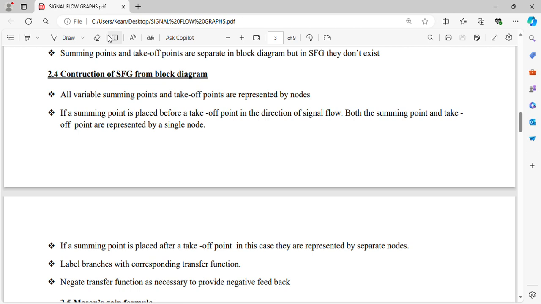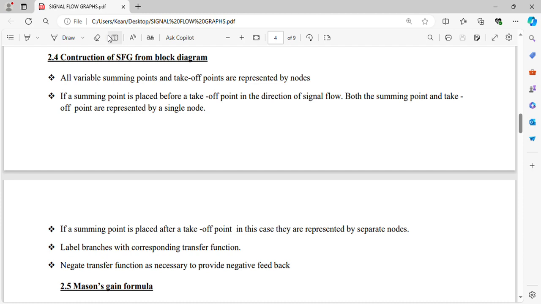Construction of a signal flow graph from a block diagram. All variables, summing points and takeoff points are represented by nodes. If a summing point is placed before a takeoff point in the direction of signal flow, we can represent the summing point and the takeoff point as a single node because we are not changing the output. Whether you combine them or keep them separate, the output from the node will still be the same, and so they can be combined.